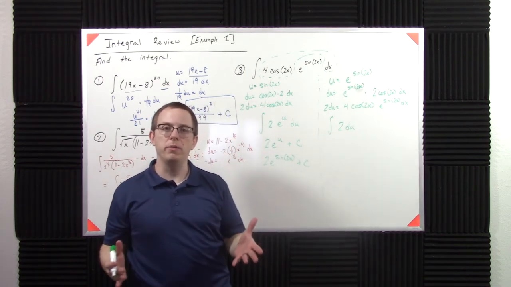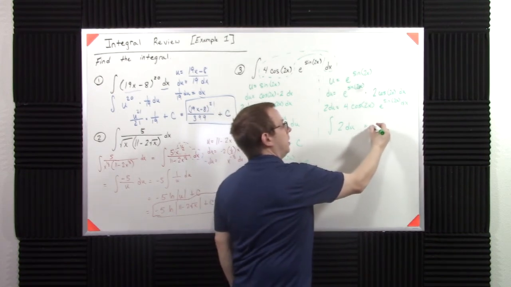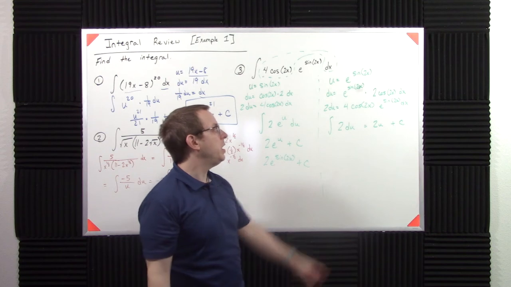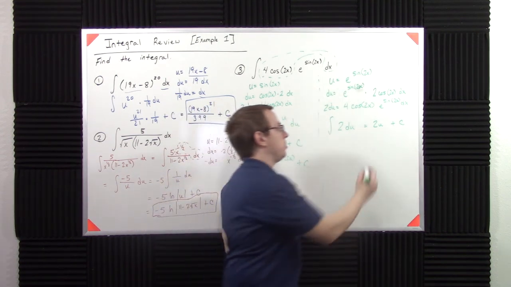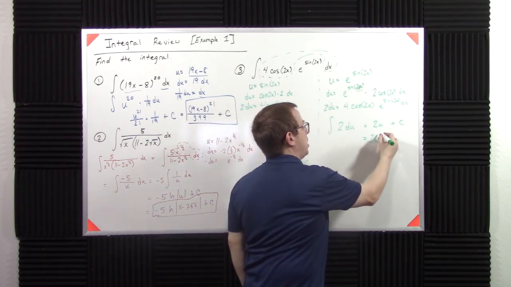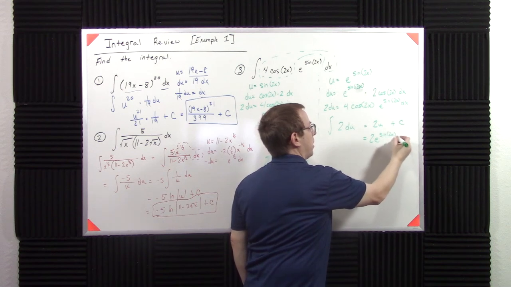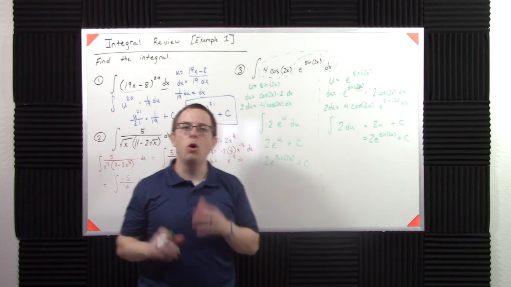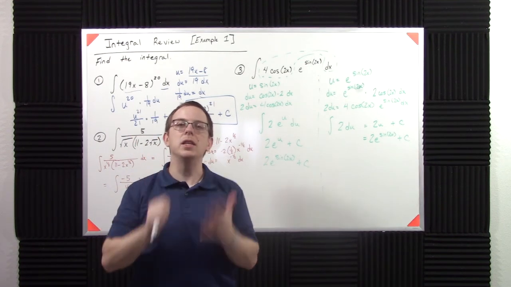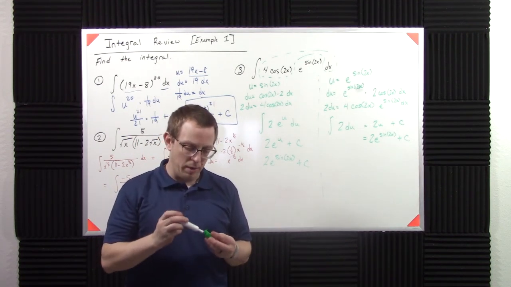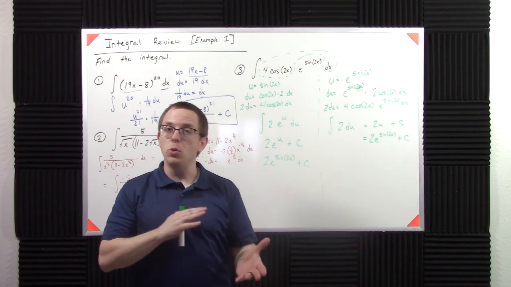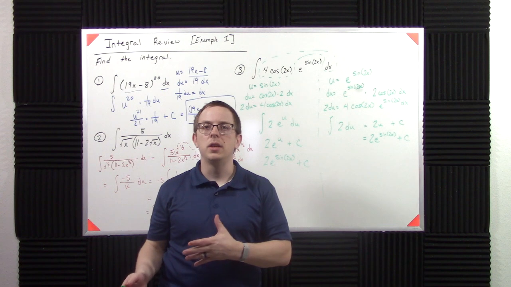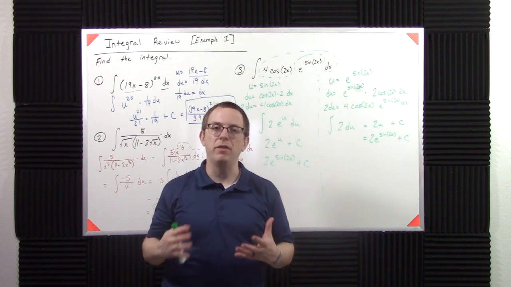Well, the antiderivative of a constant is the constant times the variable: 2u plus c. Now I use my substitution: 2e to the sine 2x plus c. So I get the same thing, right? That's the whole point, you get the same thing. It doesn't matter which way you do it. But remember that you have some choices here. You can use some cleverness to arrive at the correct answer.